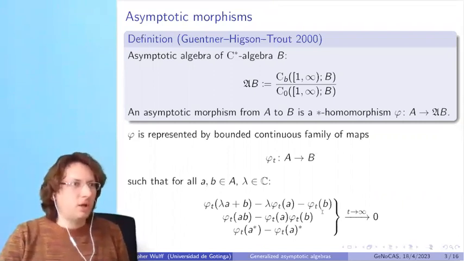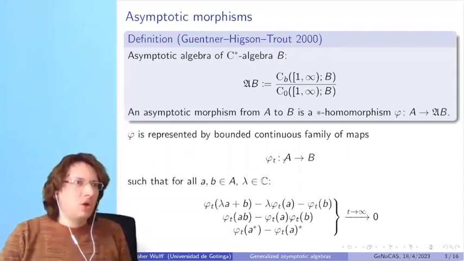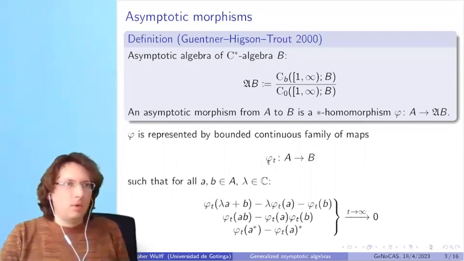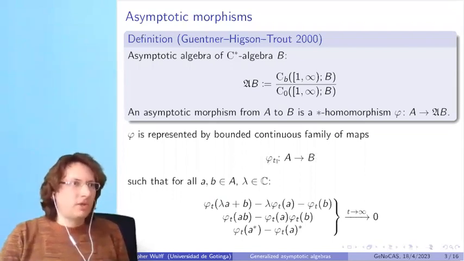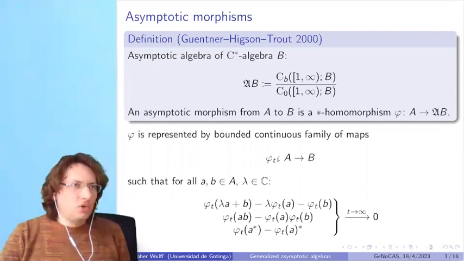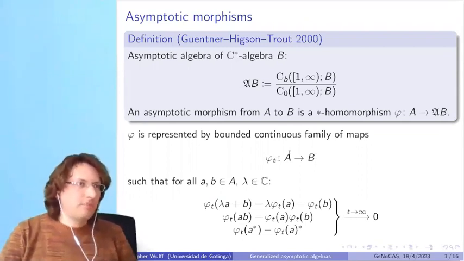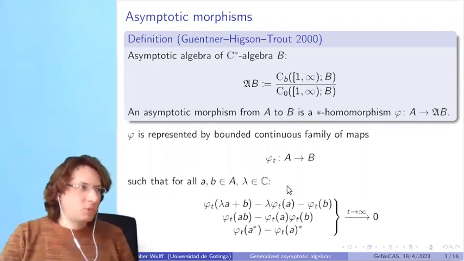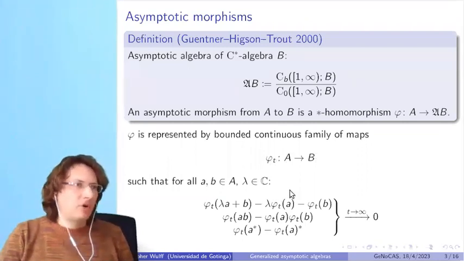Let's look at the lower part of the slide first. So an asymptotic morphism is essentially a family of maps from A to B, where we've got one parameter t, which is a real number greater or equal than 1. And for each a, these phi_t should be continuous in this parameter t. And then these phi_t should behave asymptotically as a star homomorphism.